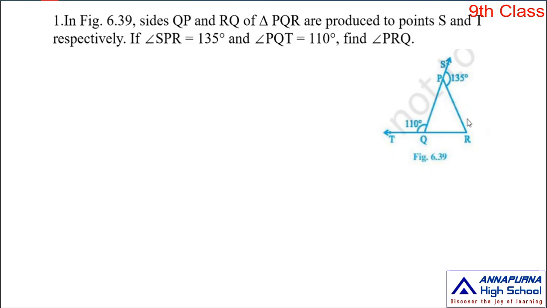PQR is a triangle. The side QP is produced at a point S. This is the exterior angle. 135 degrees is the exterior angle. Next, the side RQ is produced at a point T. This is another exterior angle. Angle TQP is equal to 110 degrees.